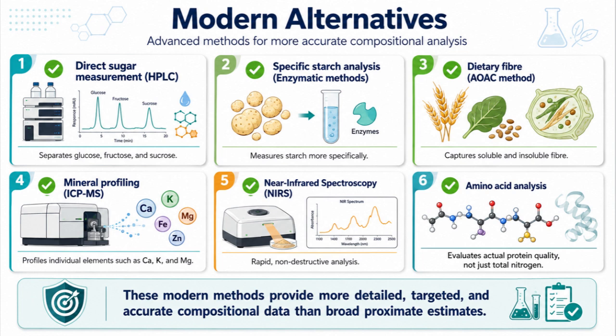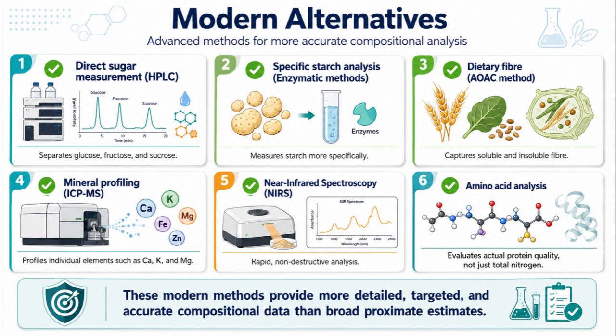Unlike crude fiber, which underestimates fiber, the AOAC method captures both soluble and insoluble fiber. This is the method used on modern food labels. It gives you the true total dietary fiber, much more accurate and useful for consumers.